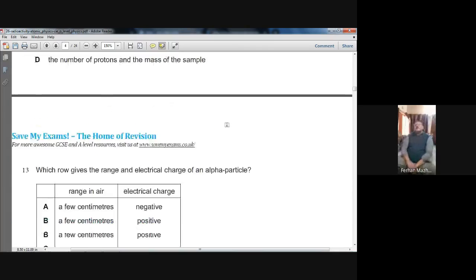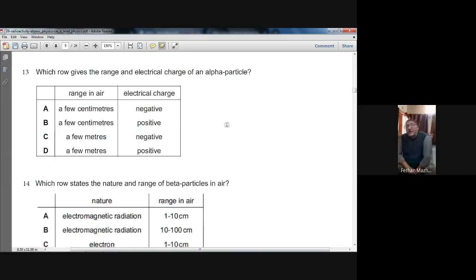Question number 13 is on your screen. Which row gives the range and electrical charge of an alpha particle? Alpha particles are like the nucleus of helium. They have positive charge on them. They have two protons, two neutrons. They are not like helium atoms, they are like the nucleus of it.